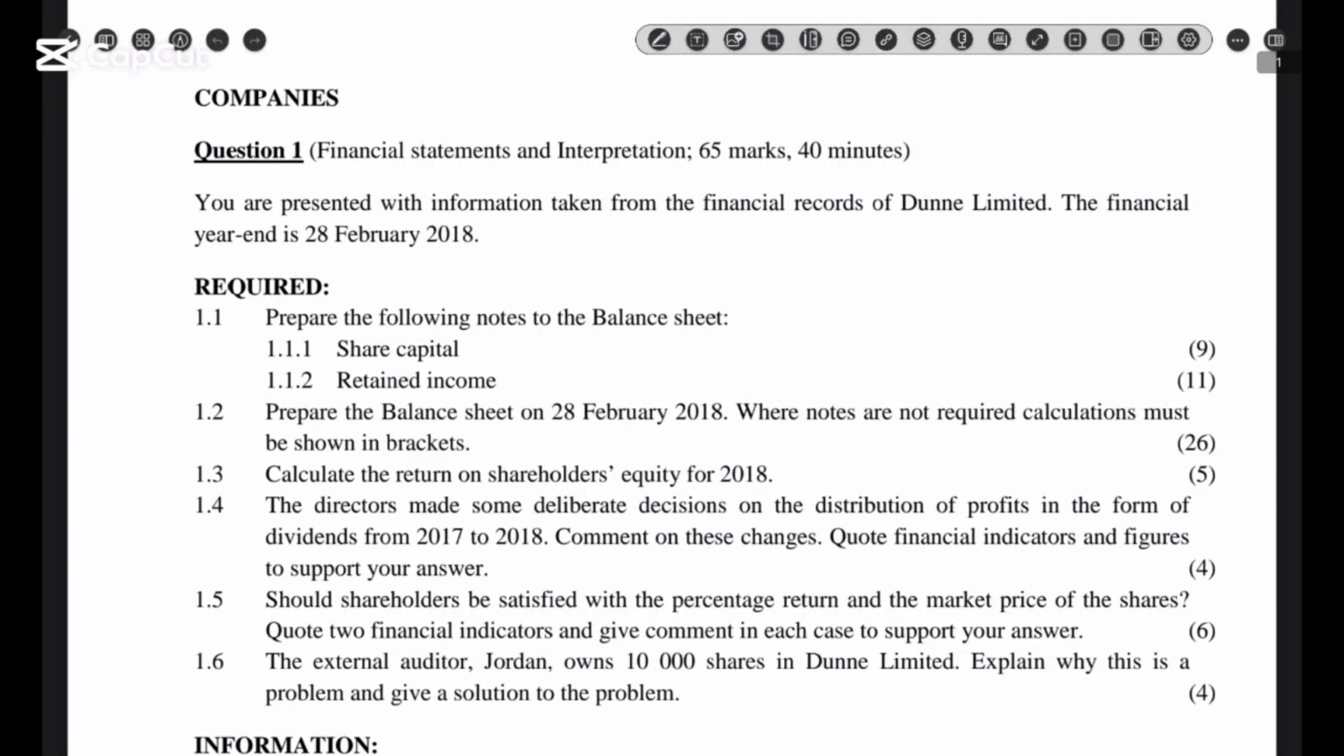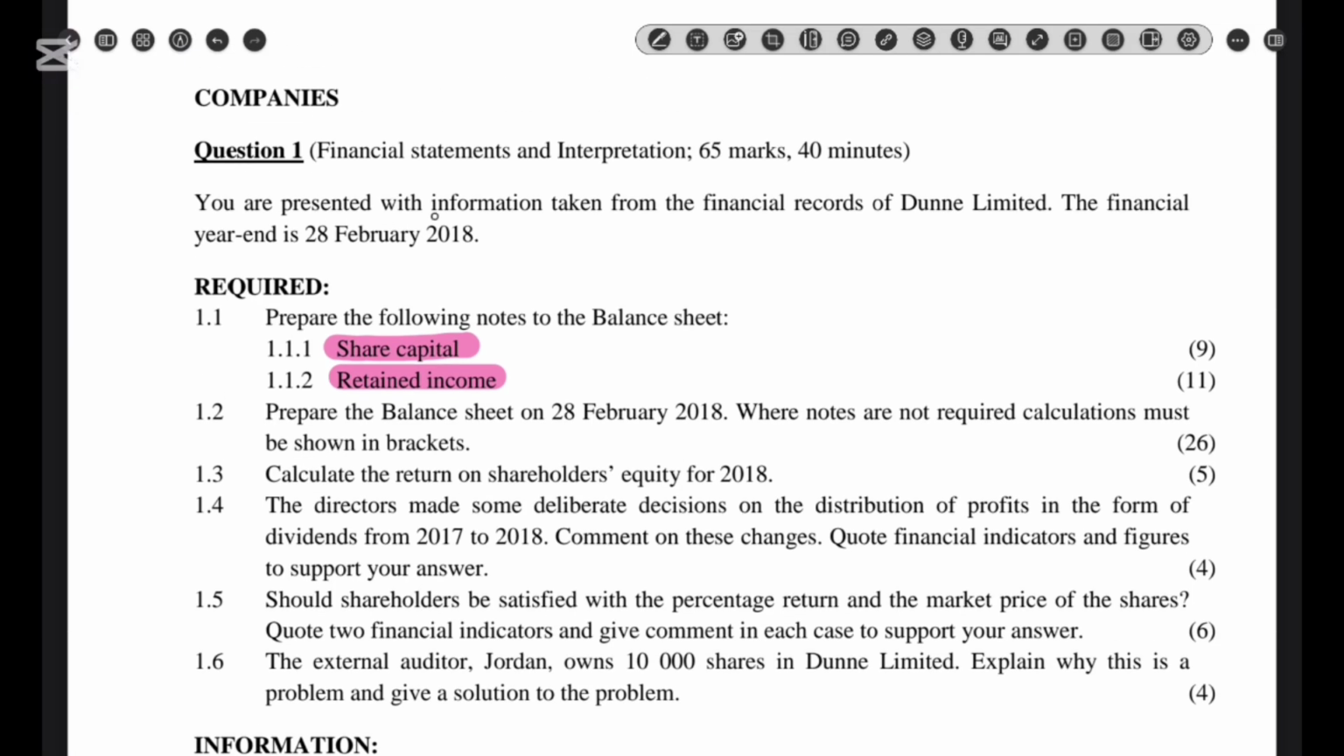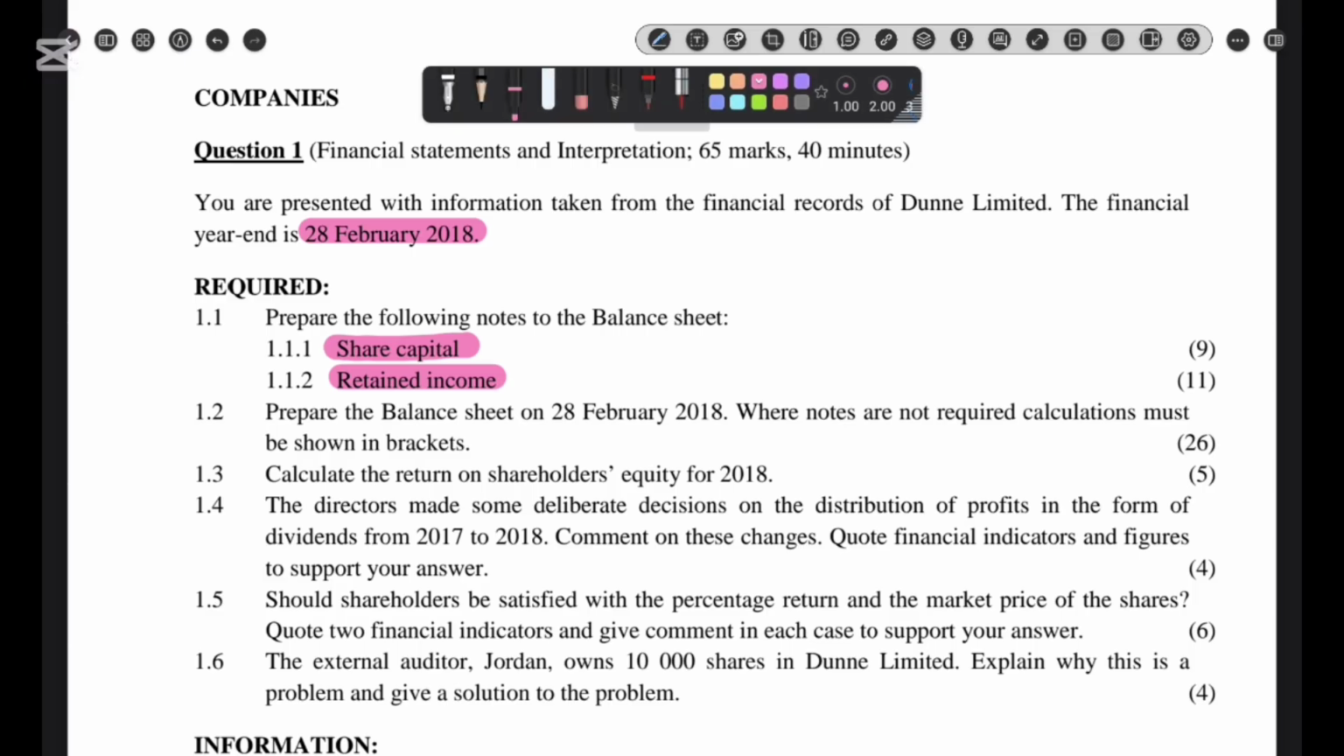We're going to focus on how to prepare the share capital note and the retained income note. So it says that you are presented with the information taken from the financial records of Dun Limited. The financial year end is 28 February 2018. That's very important, right? We need to know when our year ends and when it starts.